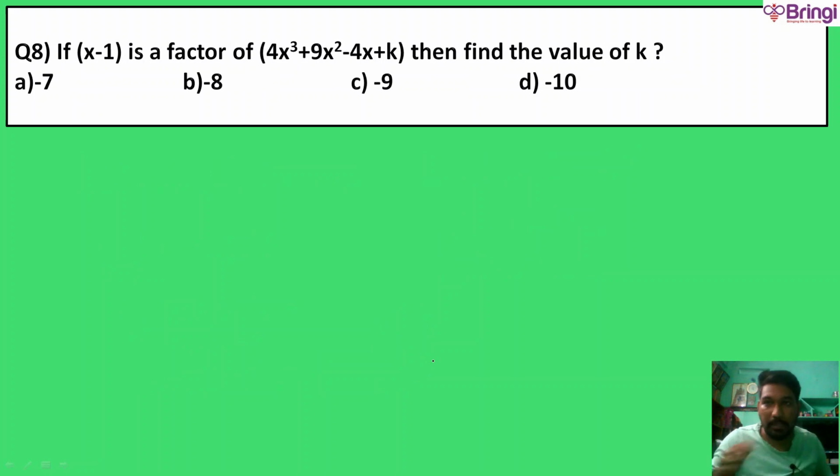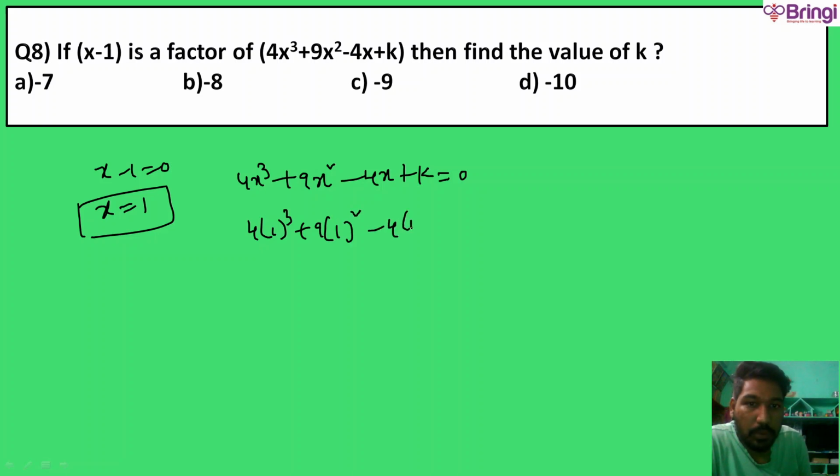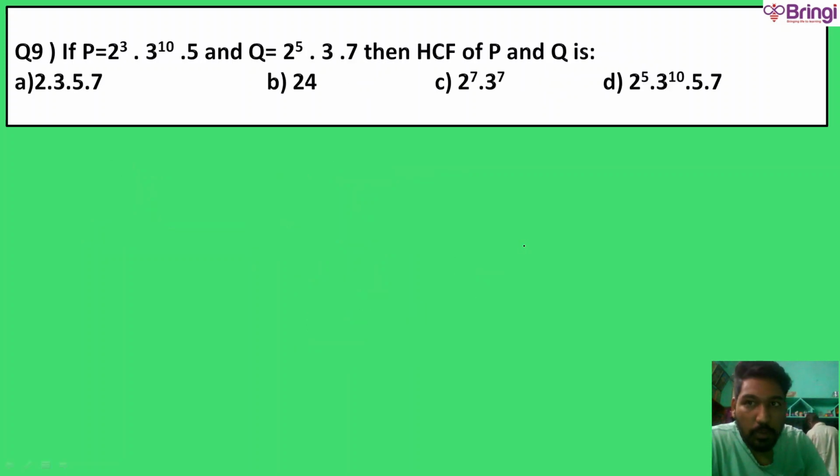Now 8th question. This is an important one. If x minus 1 is a factor of 4x cube plus 9x square minus 4x plus k, then find the k value. First of all, x minus 1 is equal to 0, x is equal to 1. Then substitute the x value in 4x cube plus 9x square minus 4x plus k is equal to 0. So 4 into 1 cube plus 9 into 1 square minus 4 into 1 plus k is equal to 0. 4 cancels. So 9 plus k is equal to 0. K is equal to minus 9. So option C.